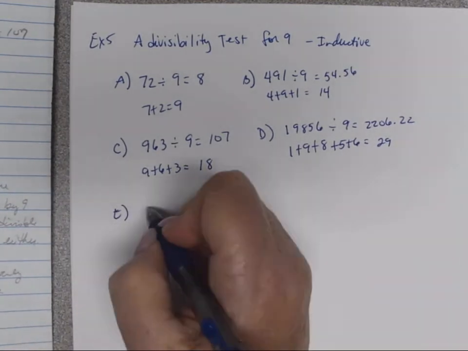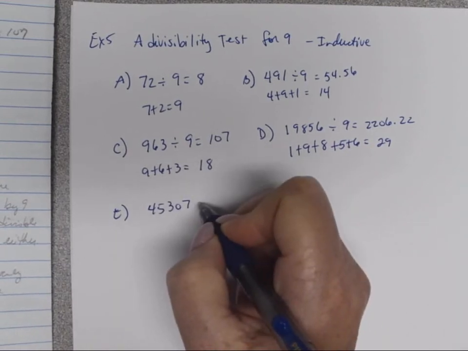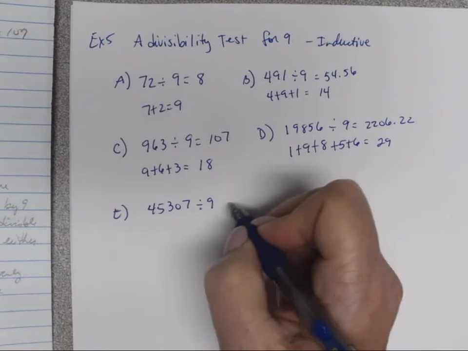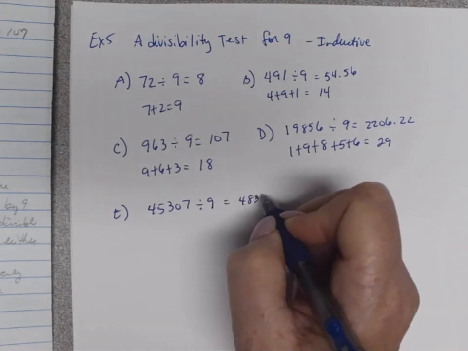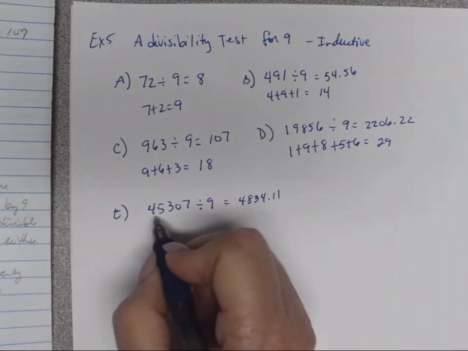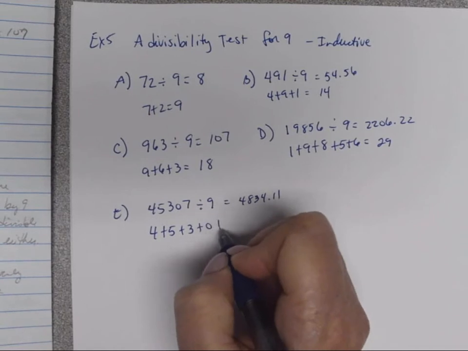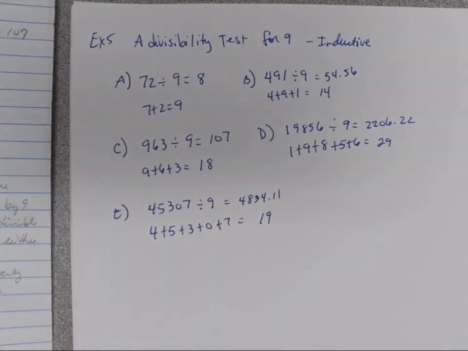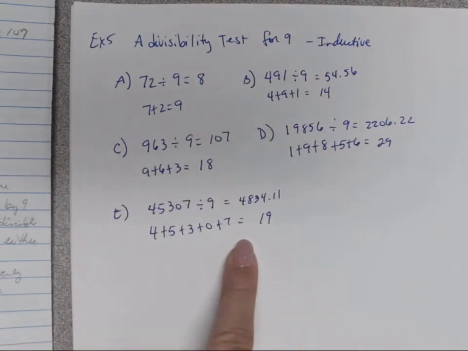Part E, if we have 45307 divided by 9, we get 5034.11. Well, let's add those. 4 plus 5 plus 3 plus 0 plus 7 equals 19. So my question for you, what are you observing? We're seeing that for some, we get a whole number, and some don't. What's the difference in what we're doing?